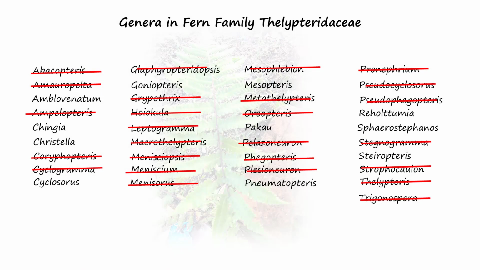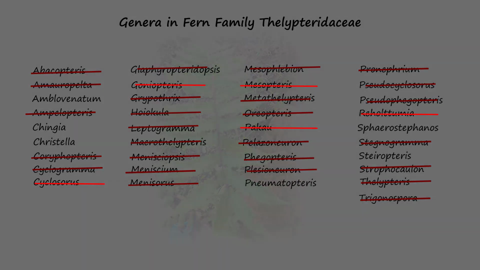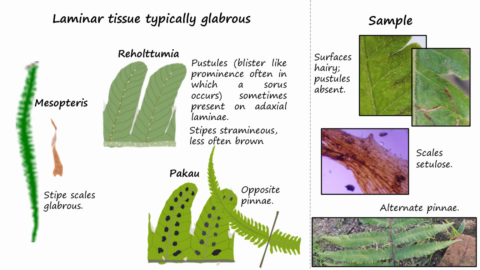The fern could thus belong to any of the 11 genera left, but by comparing the indumentum, 5 more genera were eliminated as the fern's identity. The sample was hairy on both its abaxial and adaxial surfaces, so could not be Mesopteris, Pakau, or Reholttumia, which lack dense hairs or are glabrous.